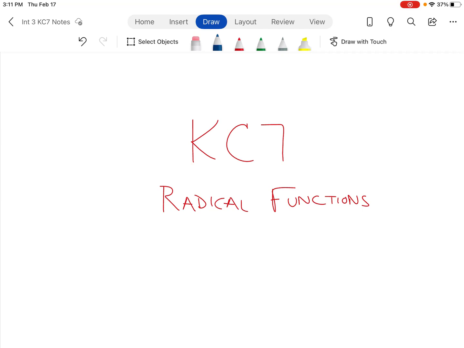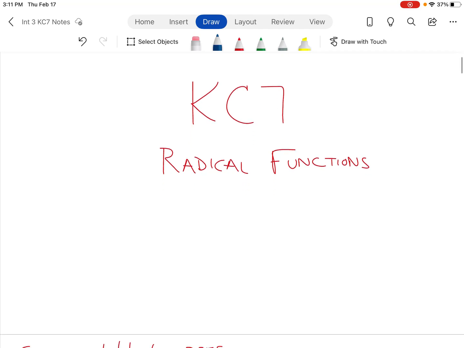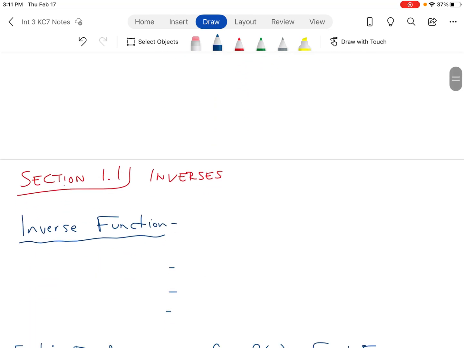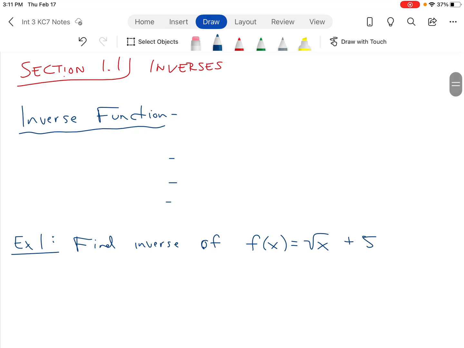Okay, now if you remember, radical functions are ones with square roots. So we are going to be talking a lot about square roots. So the first section, 1.1, is on inverses. Okay, now what is an inverse function?